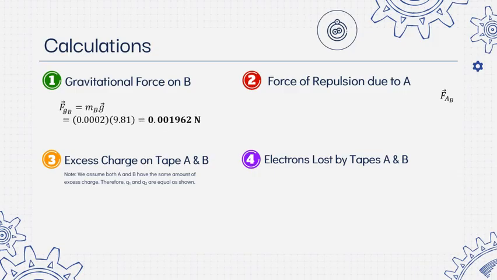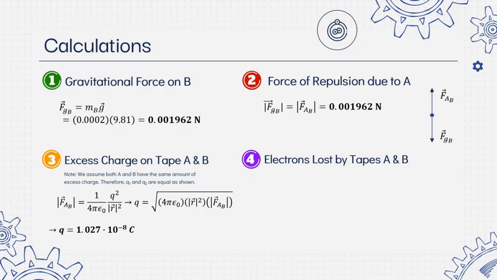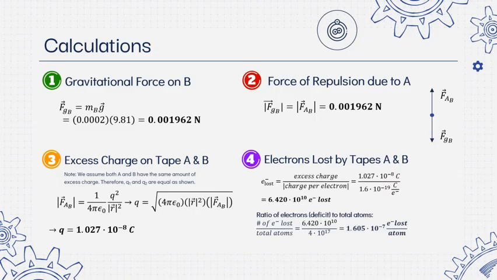Now, let's look at the free body diagram for tape B. Because it's in equilibrium in the y direction as it's levitating and not accelerating, there's no change in momentum, so the electrostatic repulsive force due to A on B must be equal in magnitude to the force of gravity felt by B, as seen. We can then use this value and the key assumption that A and B have the same amount of charge to compute that charge, and therefore we can find the excess charge on tapes A and B. We can then use that excess charge and divide by the absolute value of charge per electron to get the total number of electrons lost per each piece of tape. We can then divide that number by the total number of atoms to get the number of electrons lost per atom in each piece of tape, as shown.